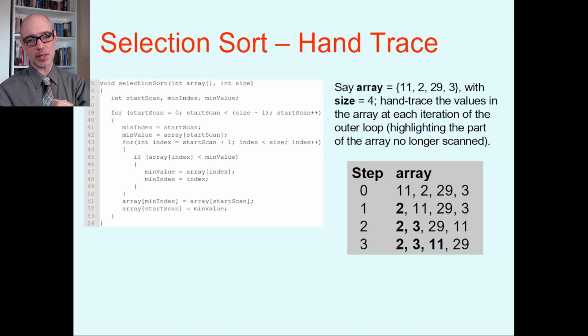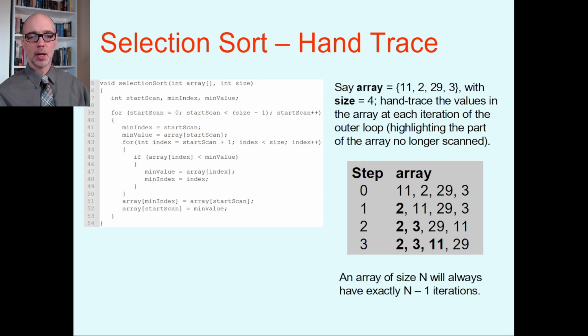The other thing that you see here is that since the way that the outer loop works, you're definitely going to put the correct thing in this index once per iteration. So as a result, you're going to have a very predictable number of iterations. Specifically, if I have an array of size n, I'm going to have guaranteed n minus 1 iterations. Like in this case, I have an array of size 4, and sure enough, we had 3 steps. That always happens, guaranteed. All right, so a couple of advantages of the selection sort.